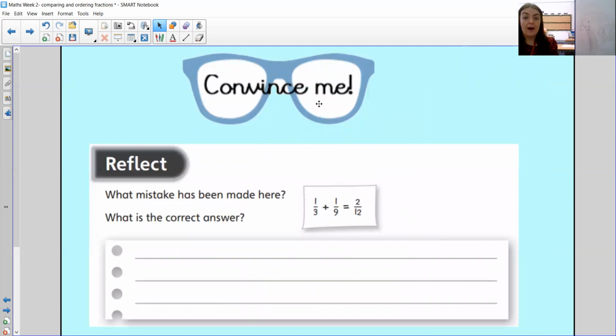Once you've done this, a nice little convince me to finish this week on what mistake has been made. Can you explain where they've made that mistake and what is the correct answer?